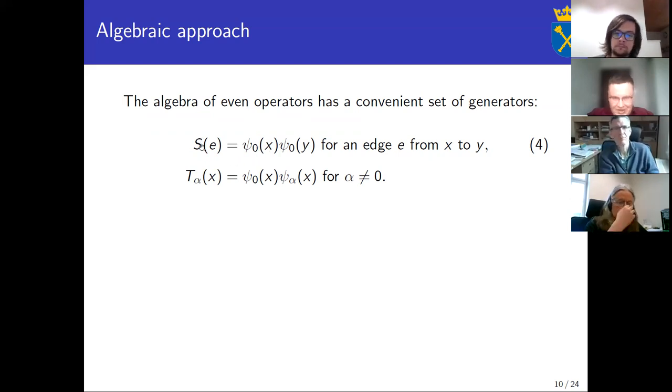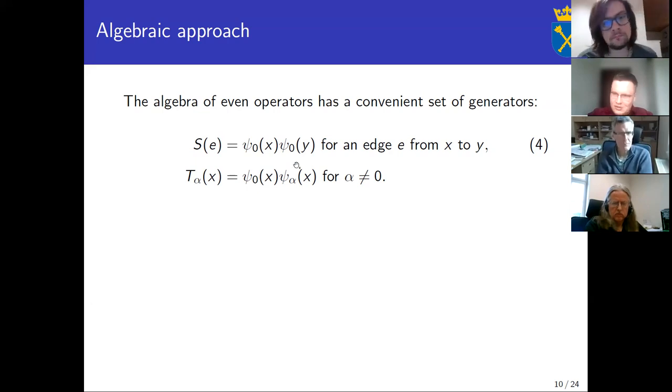For every edge of the lattice, I consider the product of psi_0 at the two endpoints of the edge. And for every lattice site and for every index alpha different from 0, I consider the product of psi_0 and psi_alpha at this lattice site. These operators are even, and I claim that every even operator can be expressed in terms of these S_E and T_alpha. Is the statement clear?